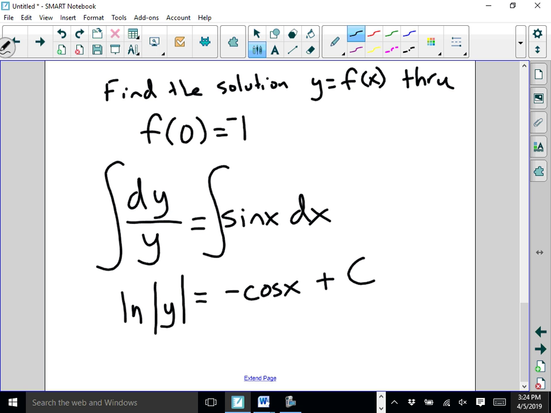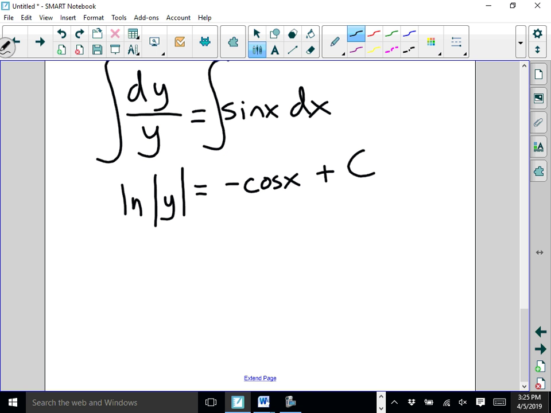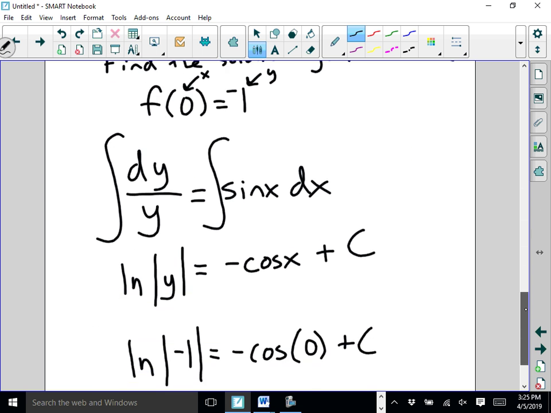Now I have to solve this thing. Or sorry, I gotta plug in and find my c. So here's what I'm going to do. Again, this is my x. This is my y. So I'm going to plug in ln absolute value negative 1 equals negative cosine of 0 plus c. Right? Negative 1 went in for the y. 0 went in for the x.